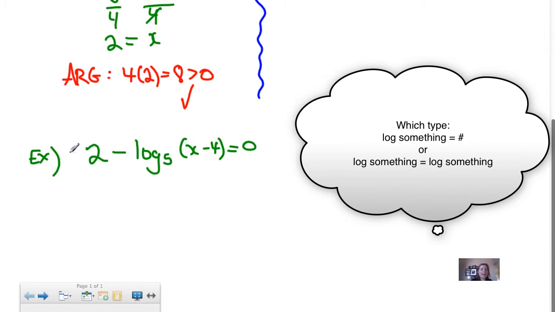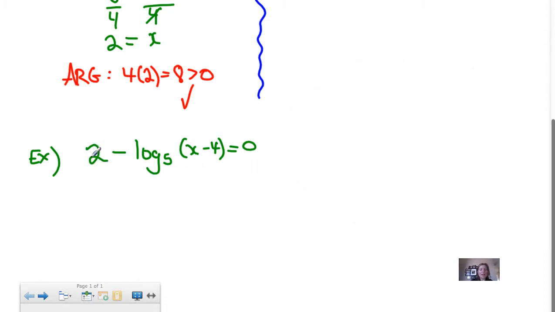Because I have a number hanging out here all by itself, I'm going to assume it's a log something equals number. So I don't have it in that form right now. I need to get it into that form. So one thing that I could do is get the number to the right-hand side of the equation. So I could subtract 2 on both sides. So I've got negative log base 5 of x minus 4 is equal to negative 2.